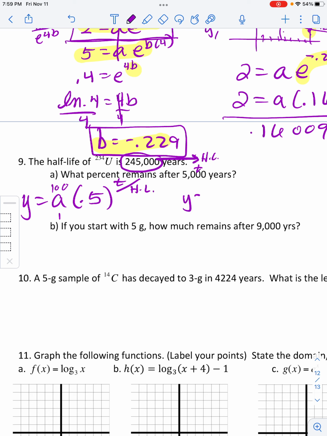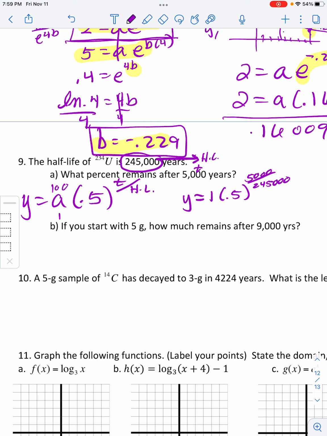So what percent remains after? So that's the y that's unknown. So I have my 1, I have my 0.5, I have my 5,000 years, and I'm dividing it into the half-life. So clearly that is not a half-life. So I should be much higher than 50% because it's only 5,000 years that have passed, and I need 245,000 years just to get down to 50%.